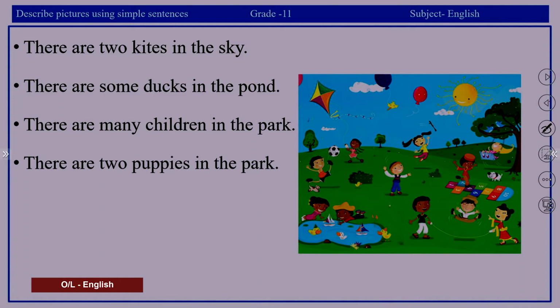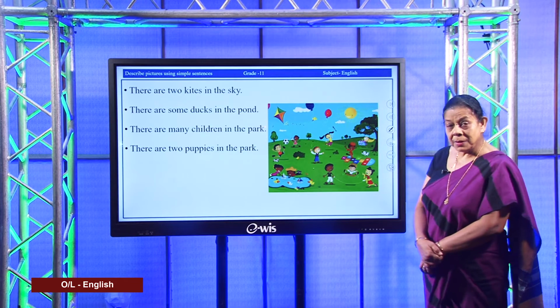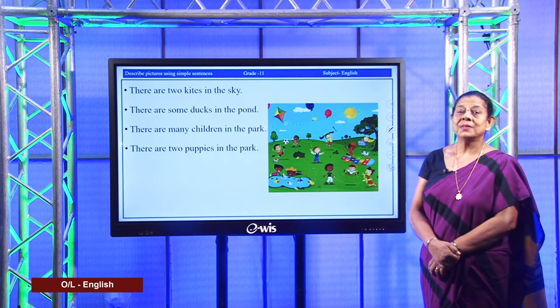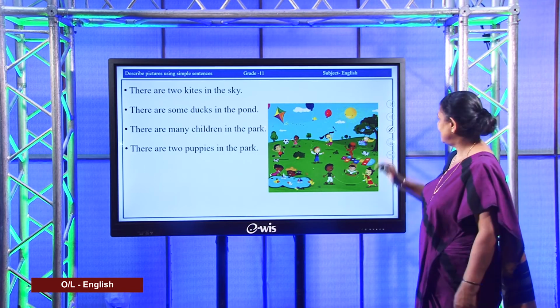Now we are describing puppies. Can you see puppies in the picture? How many? Are there many puppies in the picture? Yes, I think 2. There are 2 puppies in the park. How many puppies are there? 2. There are 2 puppies in the park.